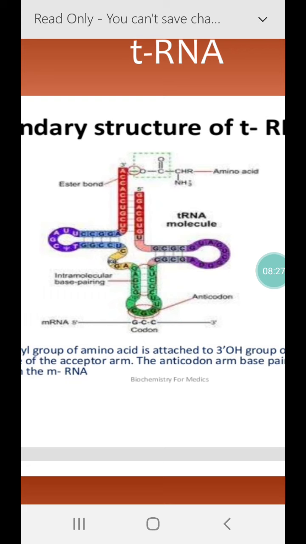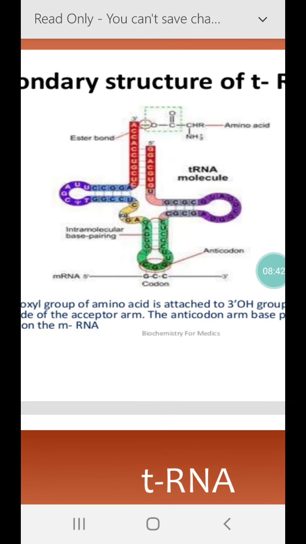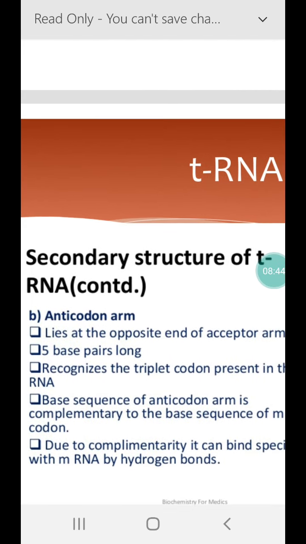So there are 5 arms. Which arms? Acceptor arm, anticodon arm, DHU arm, T-psi-C arm, and extra arm. They play a major role in the process of translation.